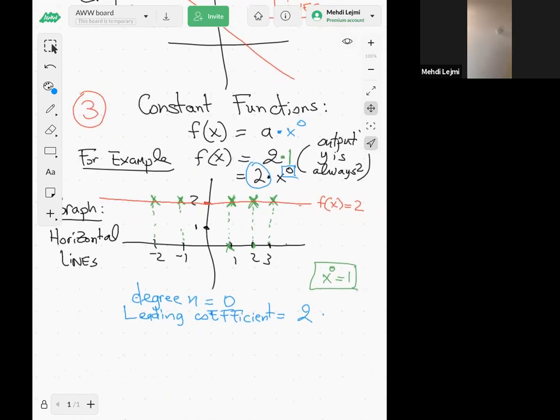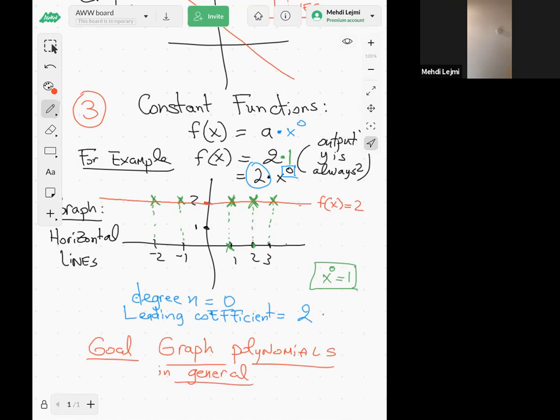So next, guys, as I said, the goal is to graph polynomials in general. The goal today, or probably next time, would be to graph any polynomials in general. I'm going to show you the steps to graph polynomials.